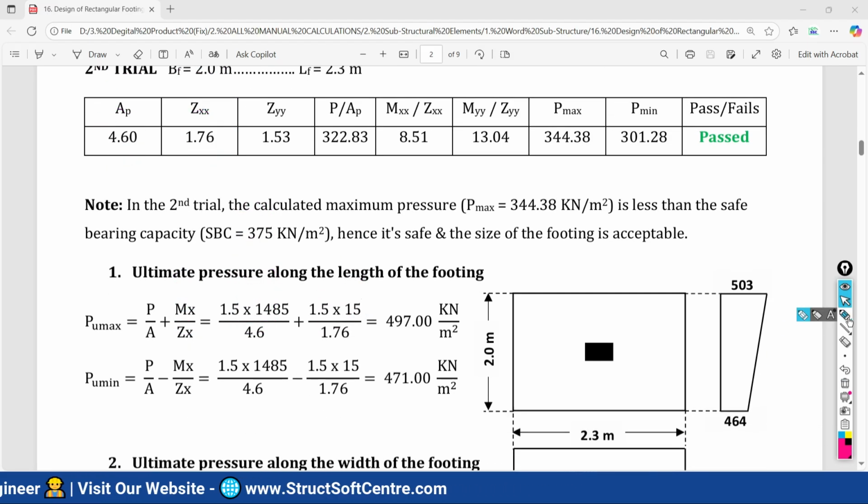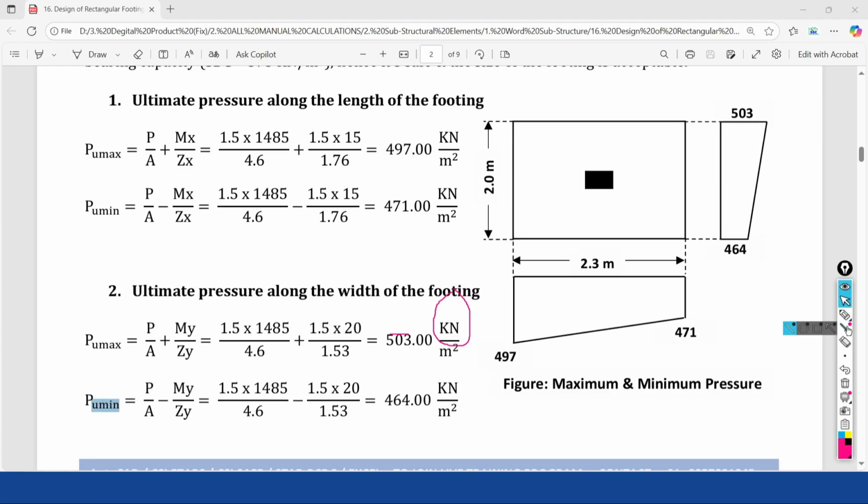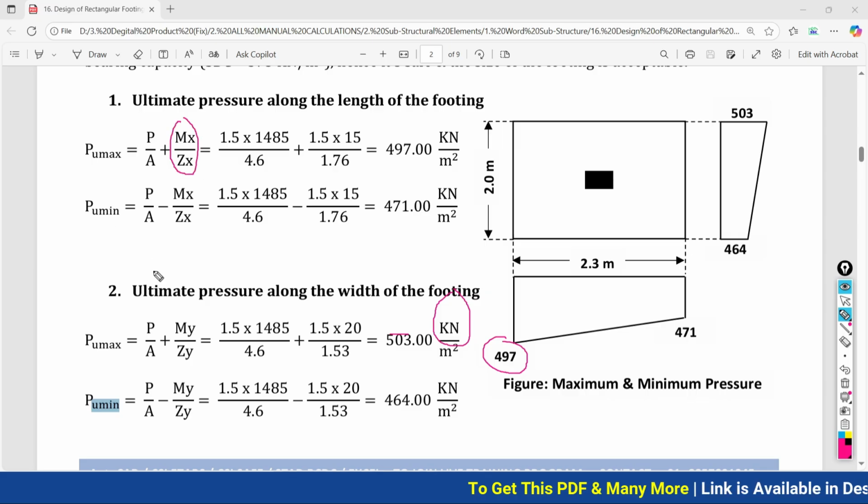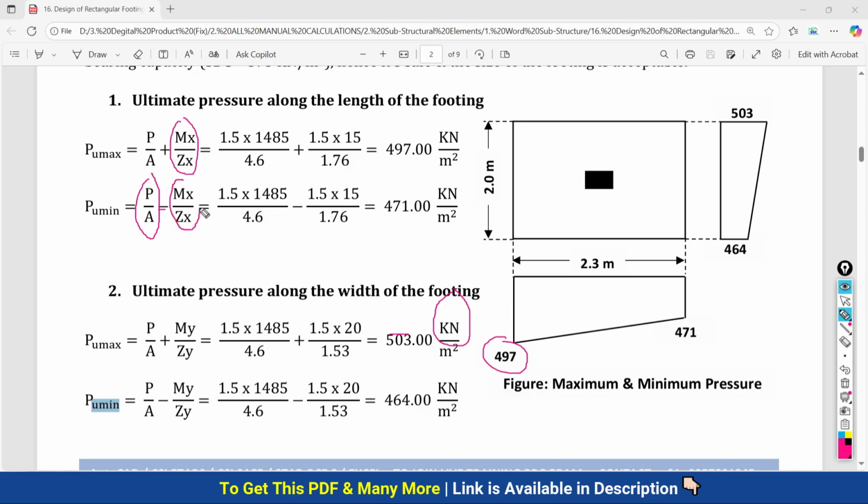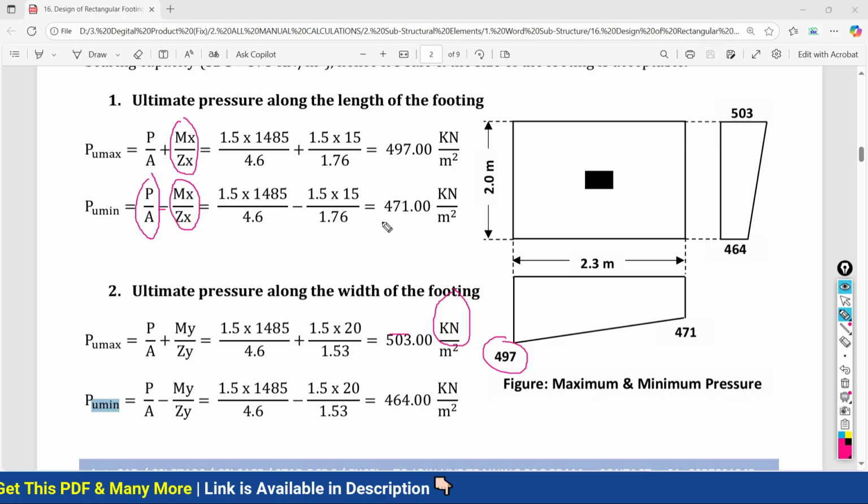So here what value are we getting? Maximum pressure 497 kilonewton per meter square. We are going to write it here: maximum pressure along the length of the footing 497. Likewise, the same calculation for minimum pressure, you only have to subtract this value. So total pressure minus the pressure due to moment, we will get the minimum pressure 471. We are going to write it here.